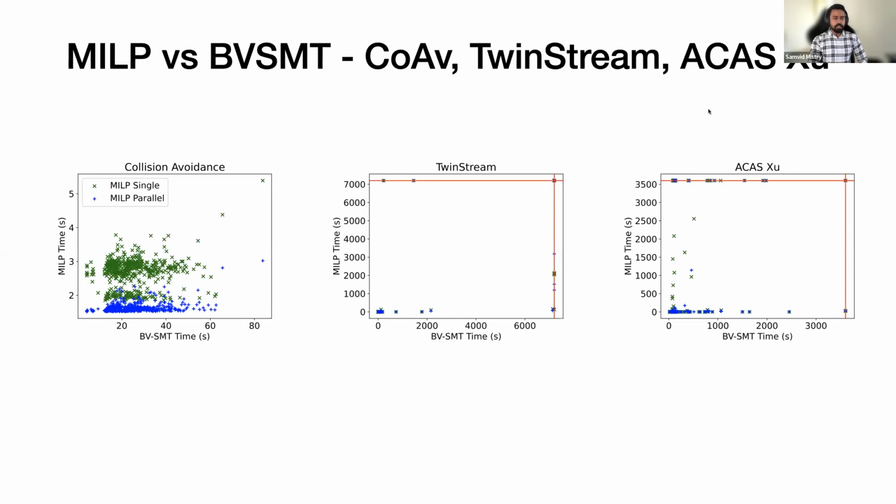Looking at other benchmarks, in collision avoidance, we saw a 10 times improvement over BBSMT with a single thread, and with multiple threads, we saw a 15 times improvement. For Twin Stream, on average, we saw a 2.26 times improvement with a single thread and 2.5 times in multi-threaded. And finally, for AKSXU, we saw a 2.5 times improvement with a single thread and a 13 times improvement with multiple threads. The caveat for AKSXU is that BBSMT encountered only 5 timeouts, while single-threaded MILP encountered 40 and multi-threaded MILP encountered 20 timeouts.